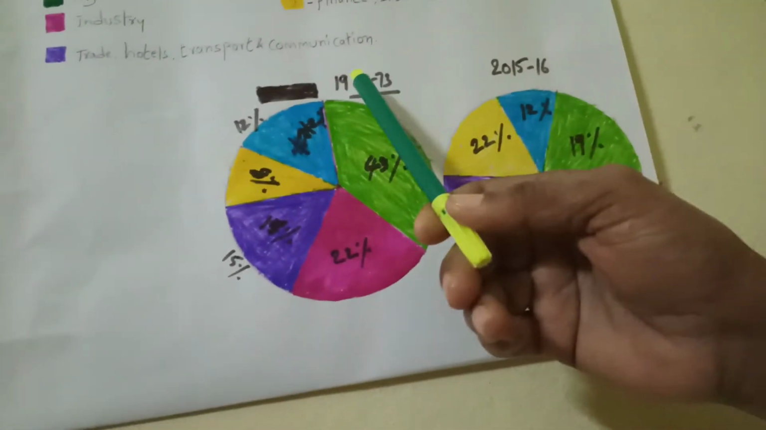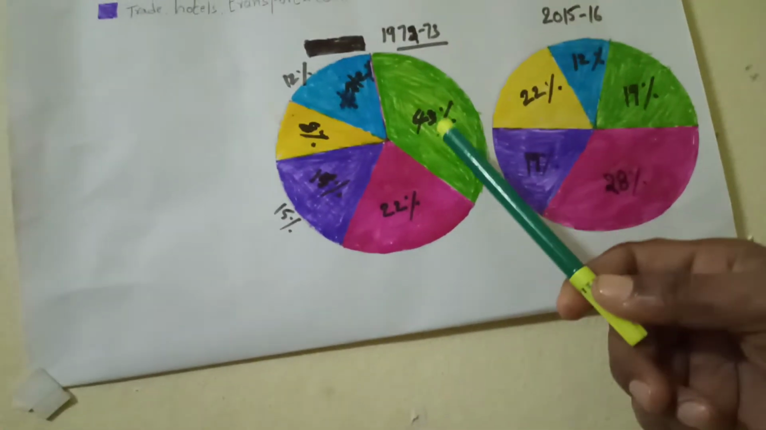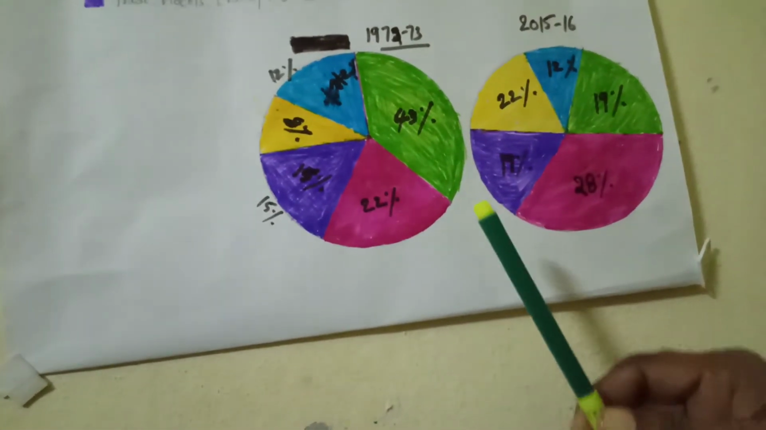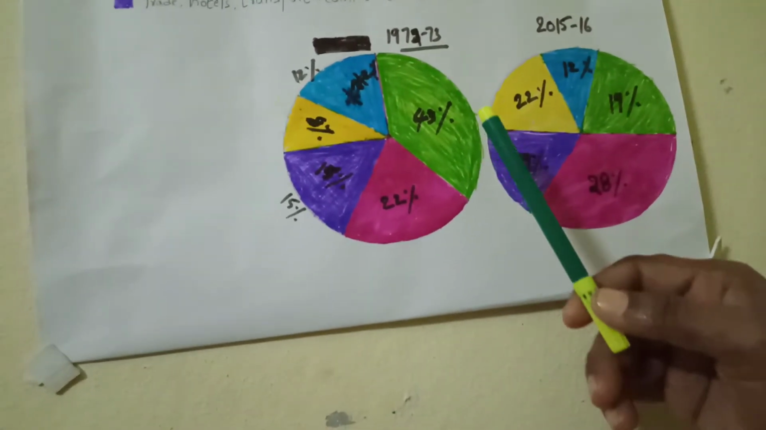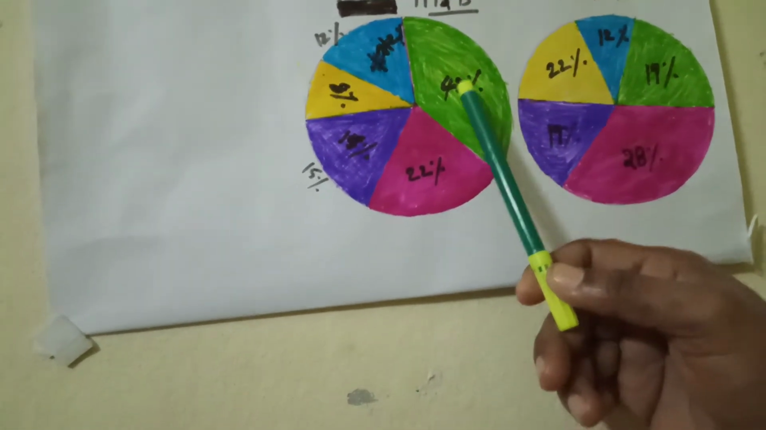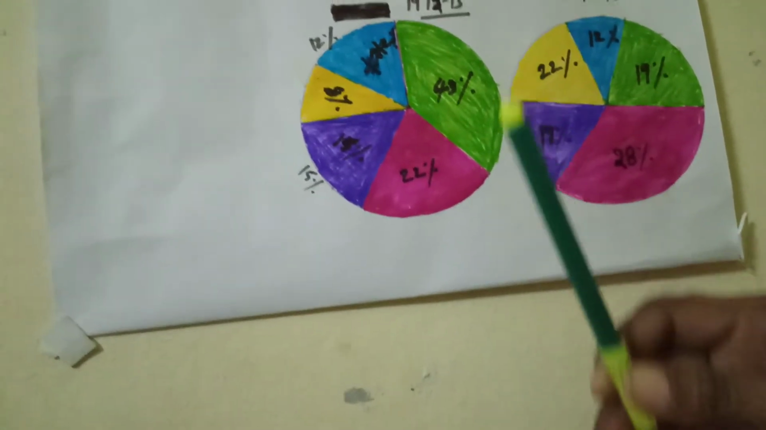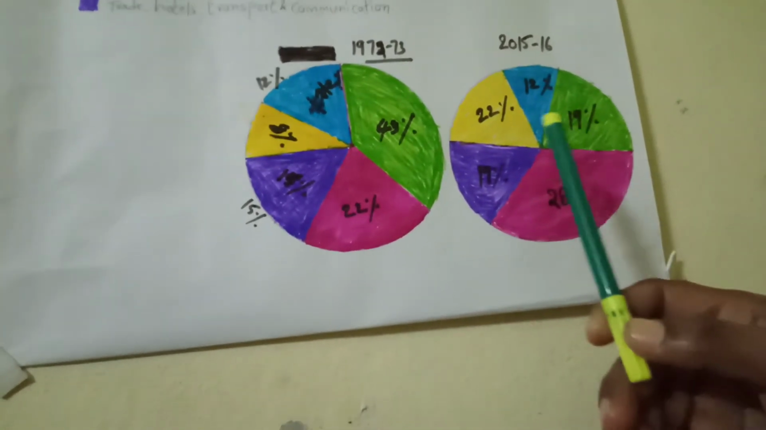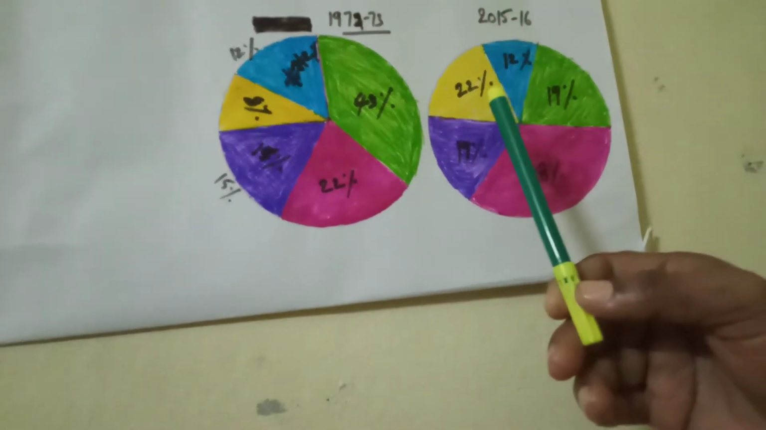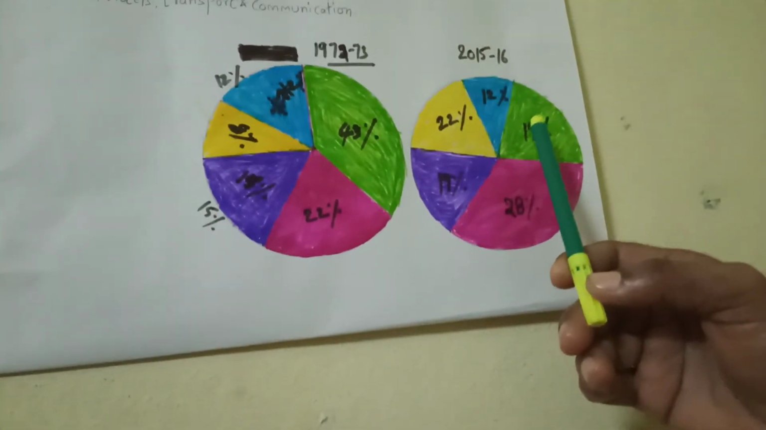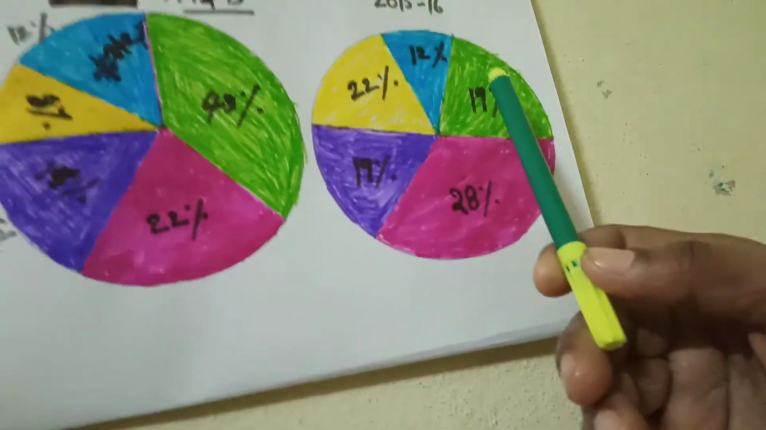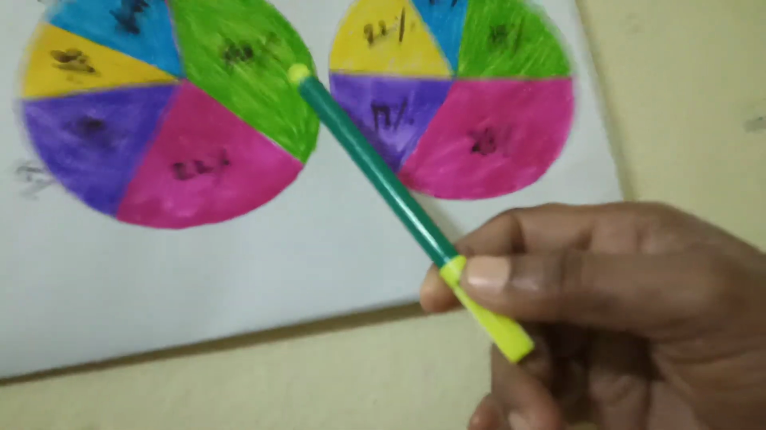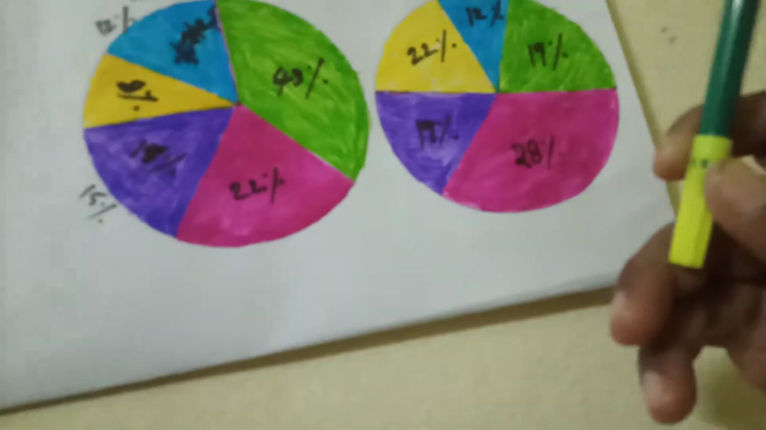So in 1972-73, the agriculture sector occupied 43% of our GDP. But when we compare with 2015-16 GDP, it has fallen drastically, from 43% to 19%. So the share of the agriculture sector has fallen drastically.